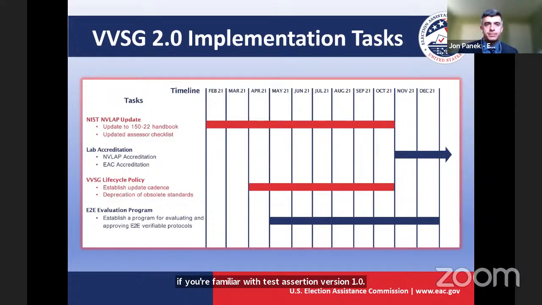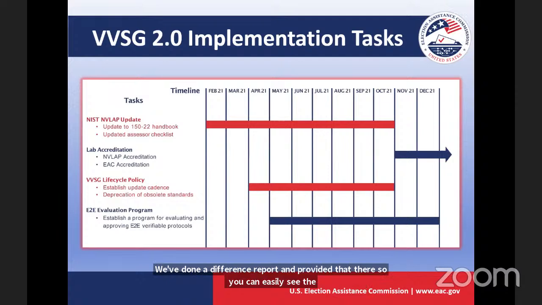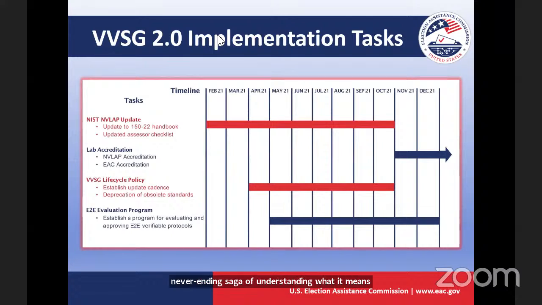We've done a difference report and provided that there, so you can easily see the changes rather than rereading the whole document. Okay, I will take a look at it, and I'm going to ask you a question then, which is, has the never-ending saga of understanding what it means to have accessible verification and casting of a paper ballot actually been clarified?